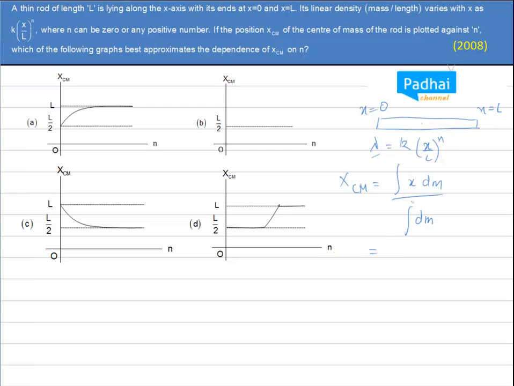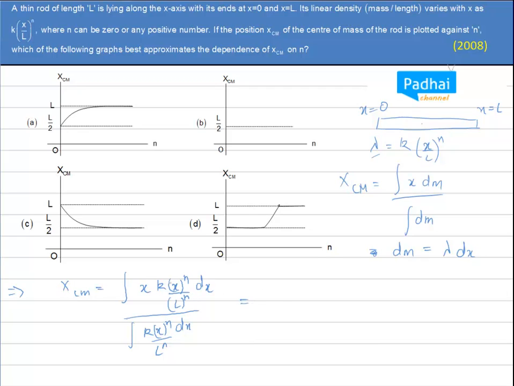So if I'm talking about dm, what is dm basically? dm will be equal to lambda into dx, right? So that means x center of mass will be given by integration of x into lambda, where lambda is k x raised to power n divided by L raised to power n, into dx, divided by integration of k x raised to power n divided by L raised to power n into dx, right?